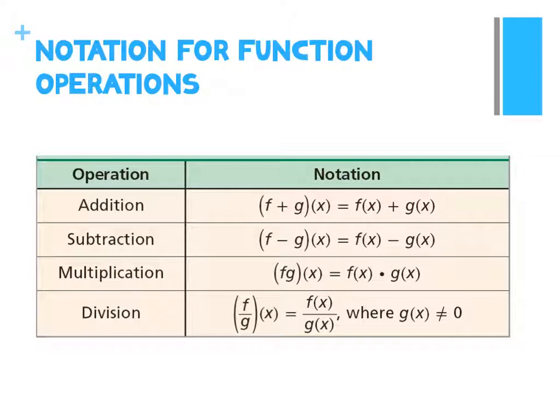Multiplication would be written like that, f and g right next to each other. That means multiplication. I would take whatever f of x is and multiply it times whatever g of x is. And then division is f over g. Whatever comes first goes in the top, and then whatever's in the bottom. When you're doing division, you want to pay attention to restrictions, meaning whatever's in the bottom can't be 0, because what happens when you divide by 0? Undefined.